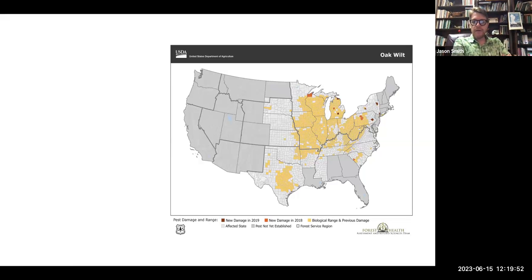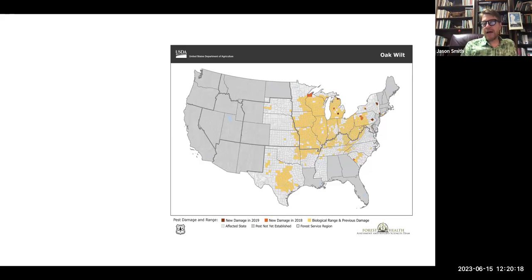Oak wilt is a disease that has been affecting primarily red oaks, but also live oaks in Texas. And it's been affecting them in the geographical areas that you can see on this map. It's not certain if oak wilt is native to North America or not. There's some debate about that. It has been spreading into some new areas, particularly in the Midwest.